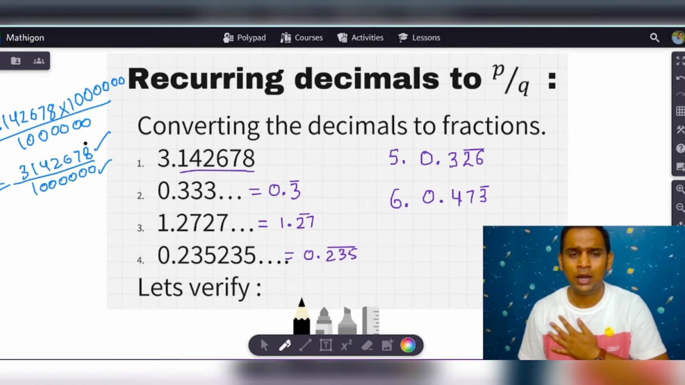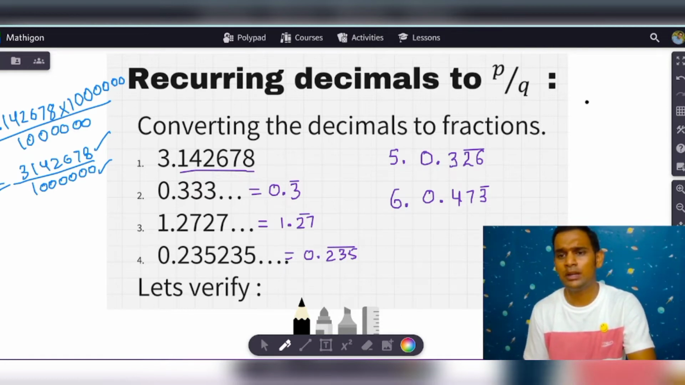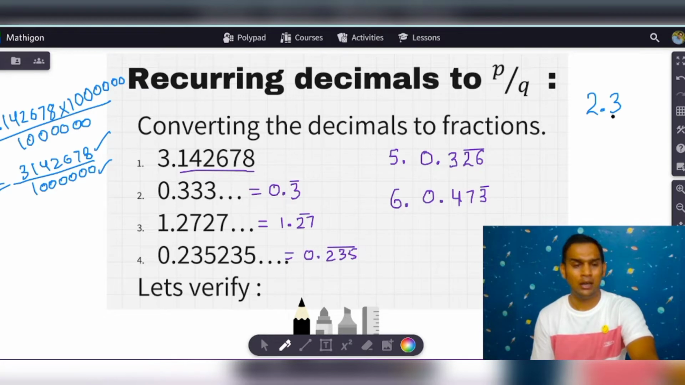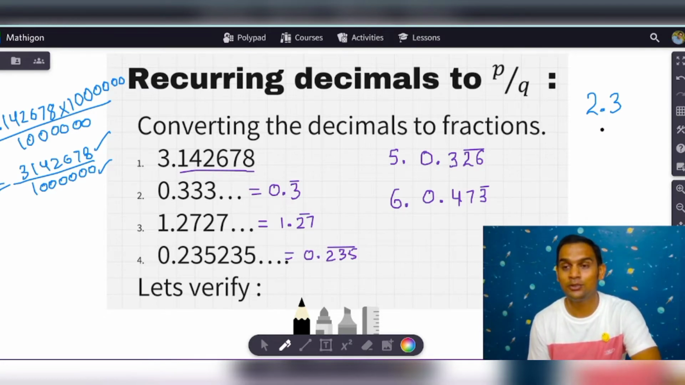Now I hope that you already know the reason for this process. If not, let me quickly explain. Suppose I have 2.3 and it ends over here, right? I'm taking a smaller one because it's easier to explain. Now what did we do? How many decimal places are there? We multiplied by 10 and divided by the same number.